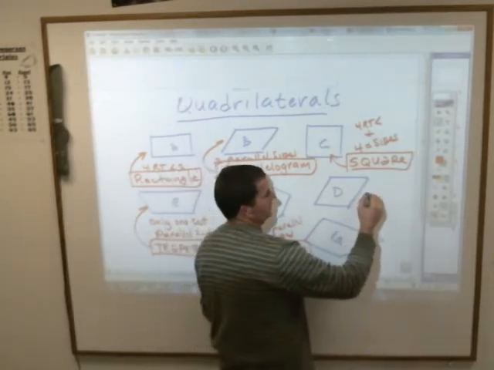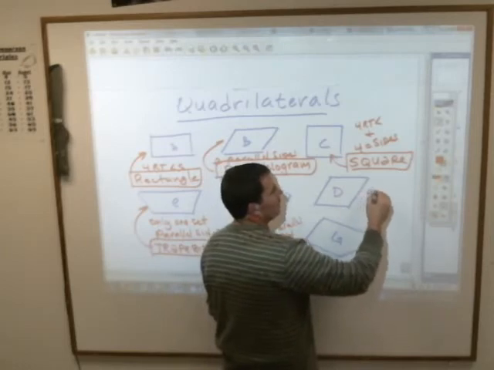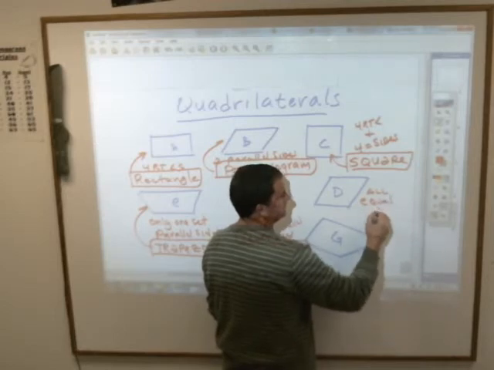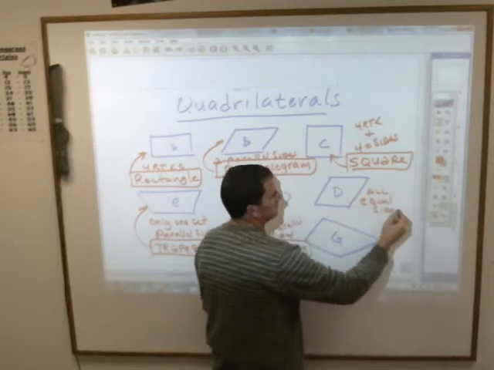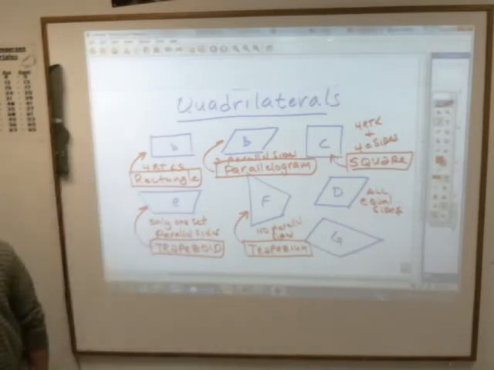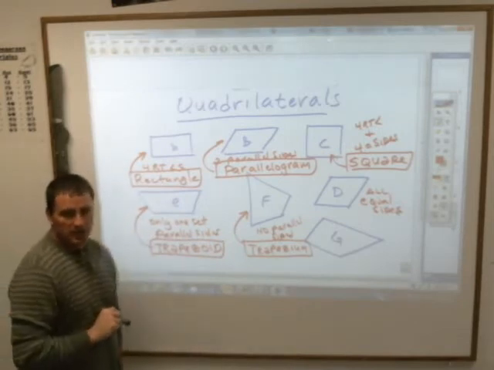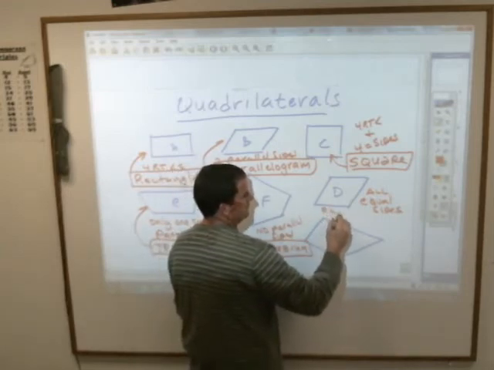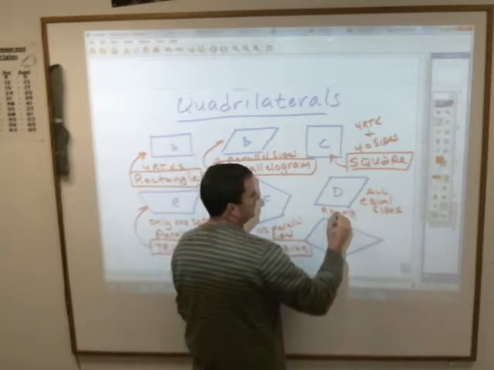Letter D is a four-sided shape that has all equal sides. Now notice it's different than a square since it doesn't have right angles in it. But all equal sides, John, is a rhombus.